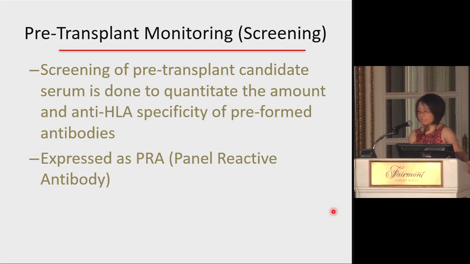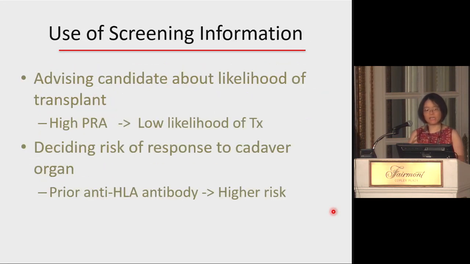Screening of the pre-transplant candidate is done, as I said, to quantitate the amount of anti-HLA antibodies that are there. Globally, it's expressed as what we call a PRA, or panel reactive antibody. You can generally think of a high PRA level as meaning the patient is very highly sensitized and therefore has a low likelihood of getting a transplant, because they have alloantibodies to many different donors.